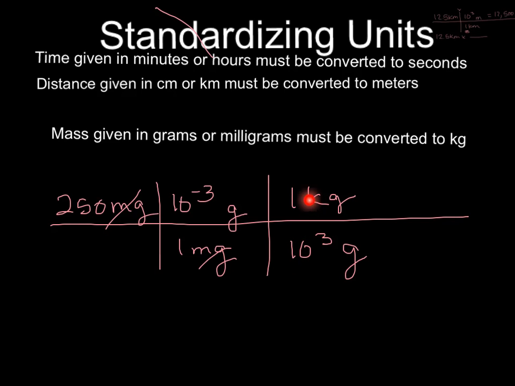So what we're doing is we're just taking the prefix and replacing it with its meaning. We're taking the prefix and replacing it with its meaning. Notice the 1 is going with the one with the prefix. So this comes out to, this is going to be a really small number.